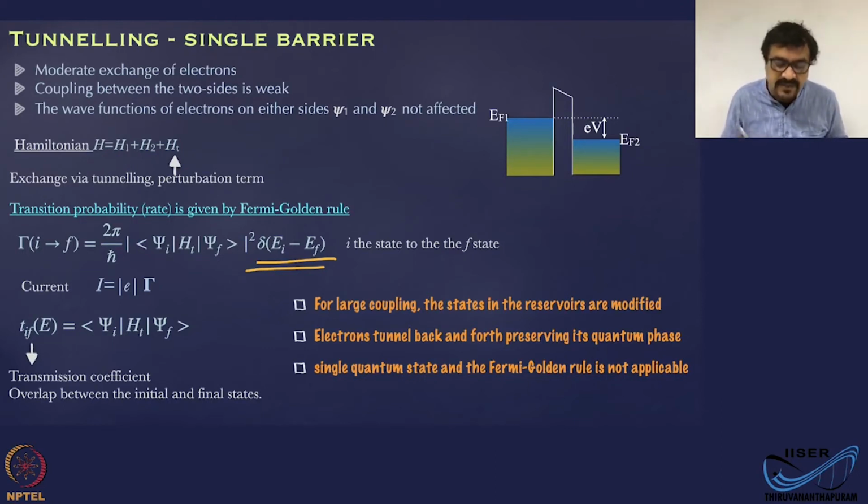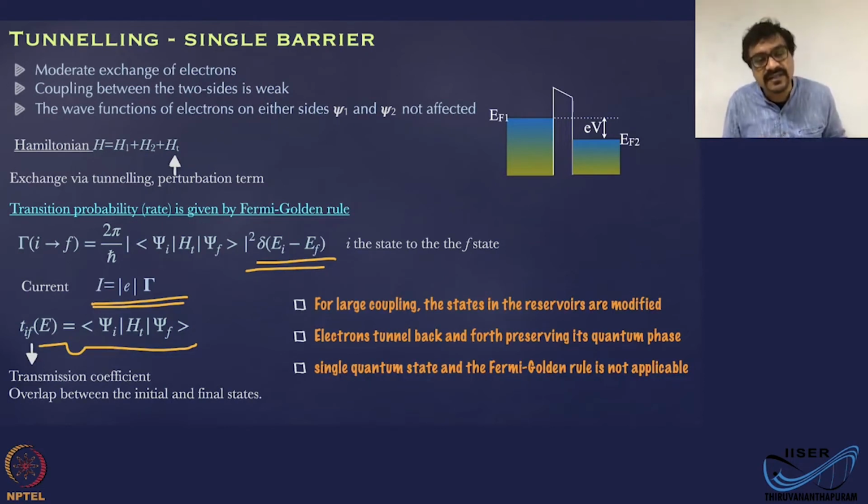Okay. The current through the tunnel barrier is given by the charge times the tunnel rate. Okay. And this Tif, which we write in short for the tunneling matrix element, psi i HT psi f, Tif, is the transmission coefficient. Okay.